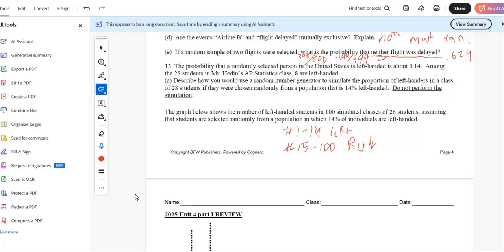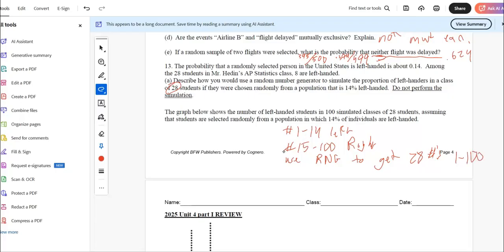Okay, so first I number them off. Describe how to simulate the proportion of left-handers in a class of 28 students. So I've got to think about that: are repeats allowed or not? Use a random number generator to get 28 numbers from 1 to 100. I think repeats are okay.